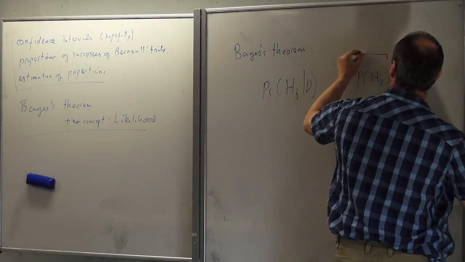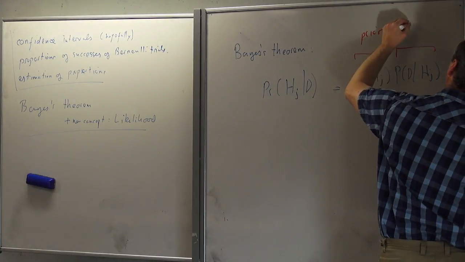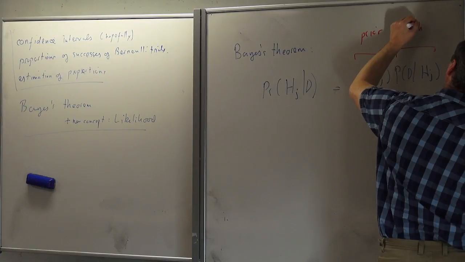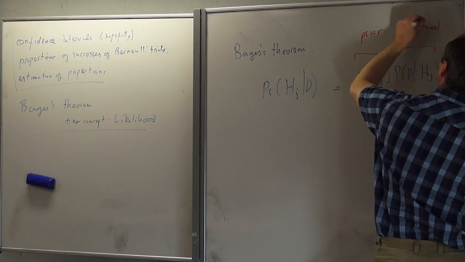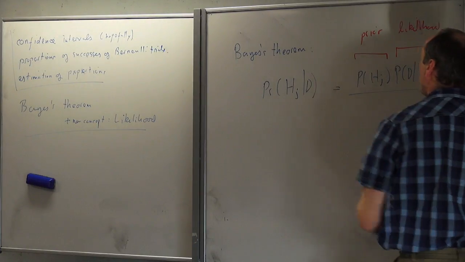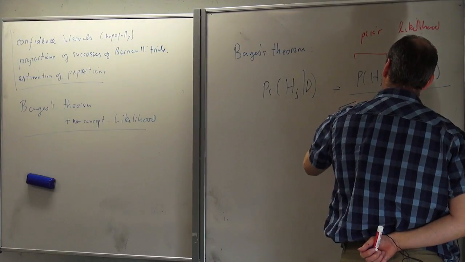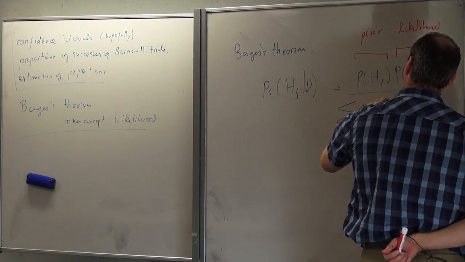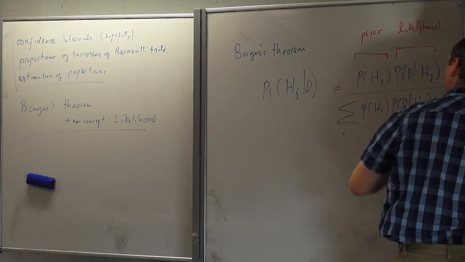Let me change colours just to make this a little bit clearer. So this one here is your prior. This one here is your likelihood. And we divide by a normalizing factor. Sigma over I, P of HI, P of D given HI.